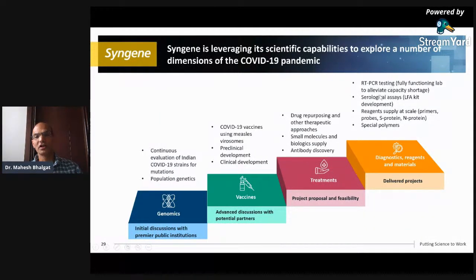We, of course, talk about the fact that we are actively doing RT-PCR testing. We actually set up a whole laboratory for that. We are developing serological assays, and we are also providing critical reagents that make these assays possible, such as the probes, primers, and the proteins, and many other things that we are doing in this effort.